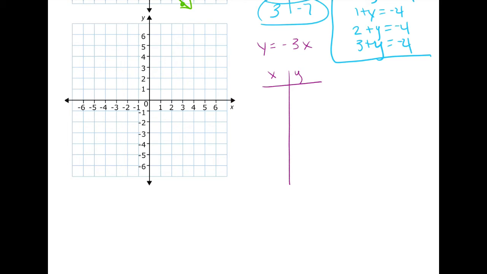Same type of thing, I want a table of values. So this time I'll include an extra negative here, just to show you a little bit of the difference. Okay, and we're going to do the same thing that we just did. We're going to take our x value and we're going to replace it. And utilizing our multiplication of integers skill, I know that negative 3 times negative 3 is a positive 9.